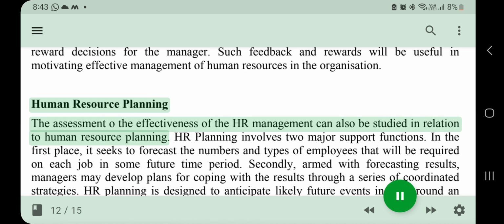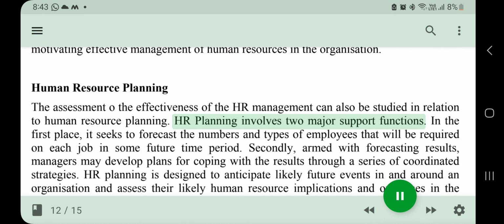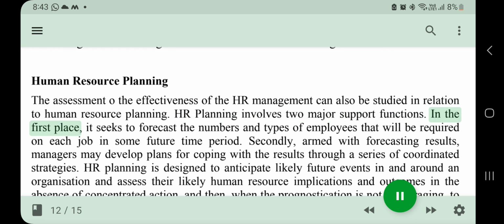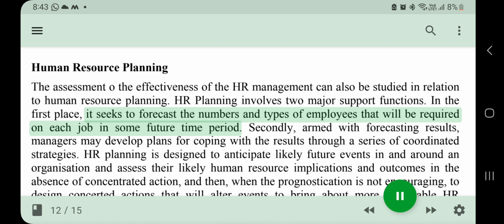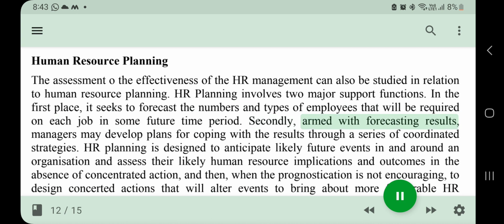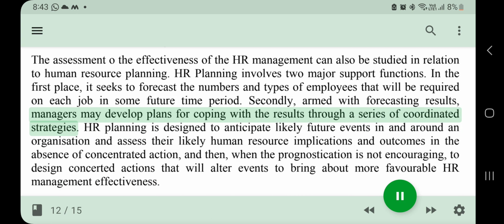Human resource planning. The assessment of the effectiveness of HR management can also be studied in relation to human resource planning. HR planning involves two major support functions. In the first place, it seeks to forecast the numbers and types of employees that will be required on each job in some future time period. Secondly, armed with forecasting results, managers may develop plans for coping with the results through a series of coordinated strategies.